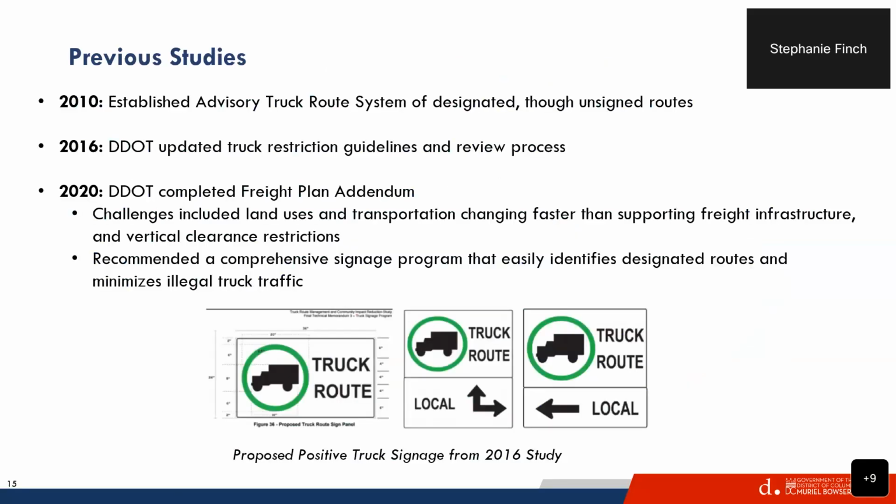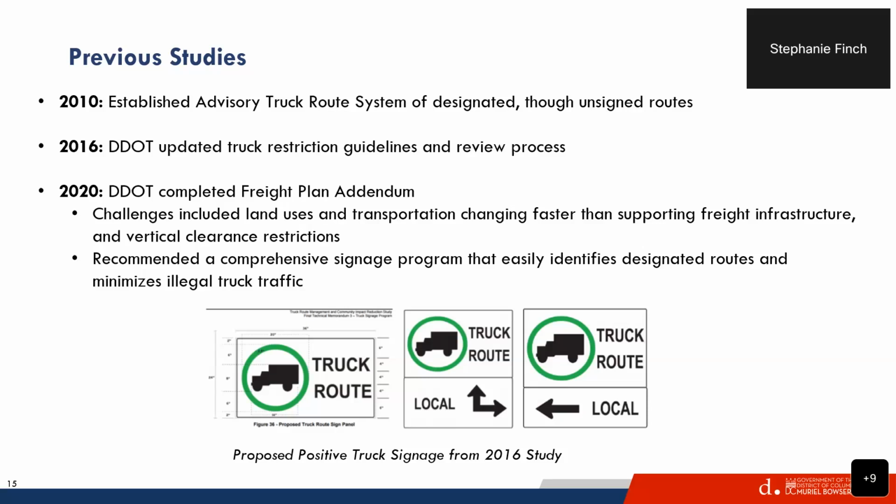One of the things that we examined was previous studies. DDOT has done a significant amount of work researching the truck system and looking into what is the best way to manage truck traffic throughout the district. In 2010, the city established an advisory truck route system of the designated, though unsigned routes. So that's the basis of the routes that you'll see out there today. In 2016, DDOT updated the truck restriction guidelines and the review process. So that's how the truck restrictions on the local roads are made.